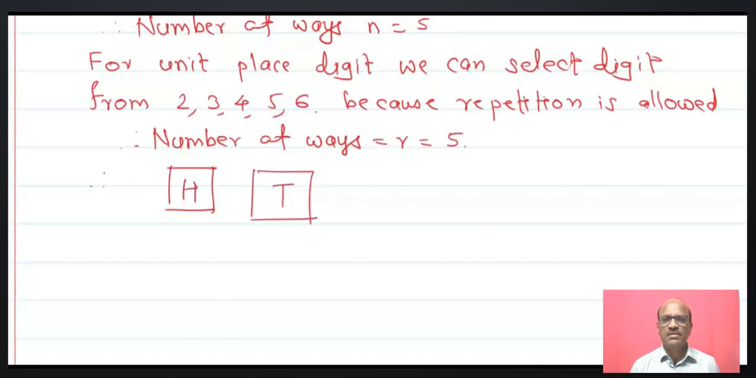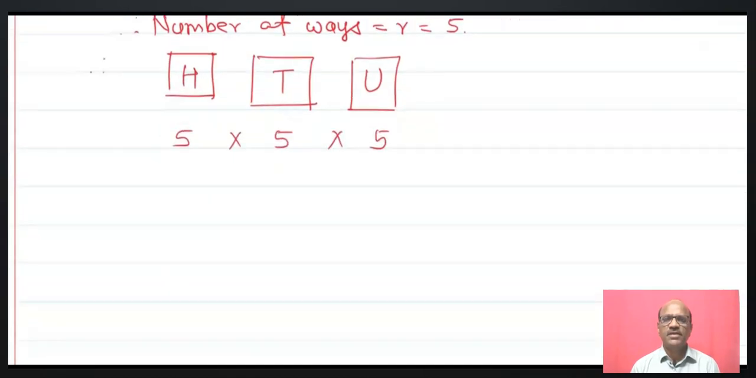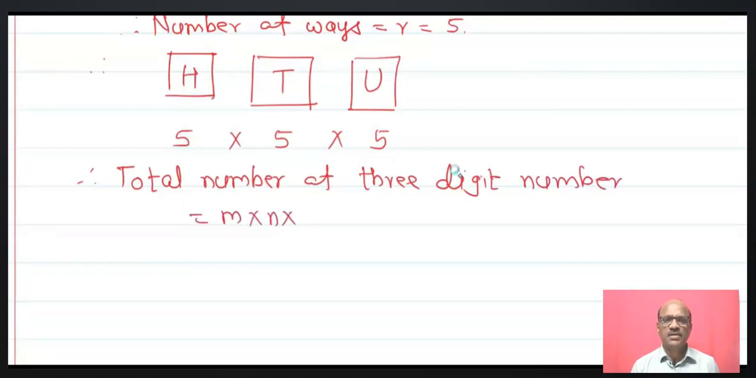Therefore, that is 5 into 5 into 5, and that is equal to 125. Therefore, the total number of 3-digit numbers, that is m into n into r, is equal to 125.